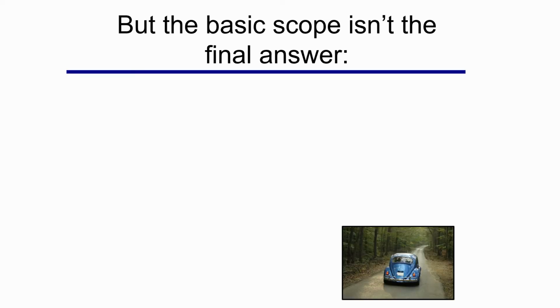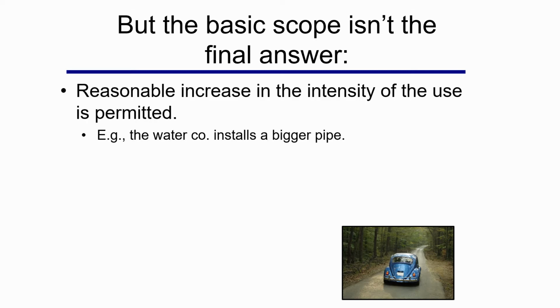But the basic scope that we learned about on the previous slide isn't necessarily the final answer. The reason is that easements can evolve over time. One way is that reasonable increases in the intensity of the use are going to be permitted. For example, if the water company has an easement for a water line and their customers at the other end of the line need more water, the water company might want to install a bigger pipe.